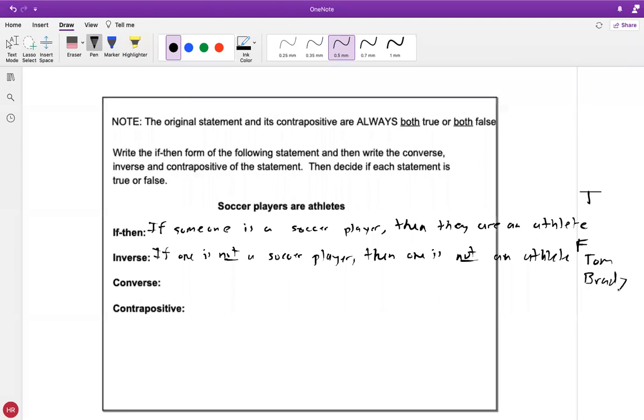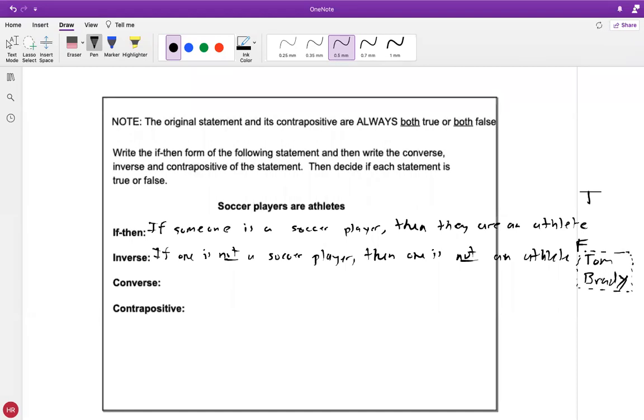I'm going to give an example of Tom Brady. Tom Brady is a quarterback for the Tampa Bay Buccaneers. He is widely regarded as the greatest football player, quarterback, of all time. He is definitely not a soccer player, but he is definitely an athlete. So this would be my counterexample right here. I claim it's false, and this is why.